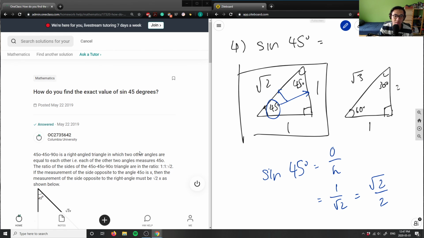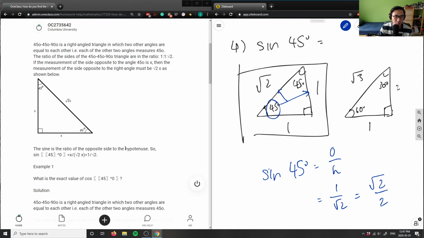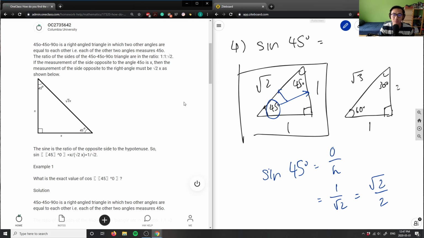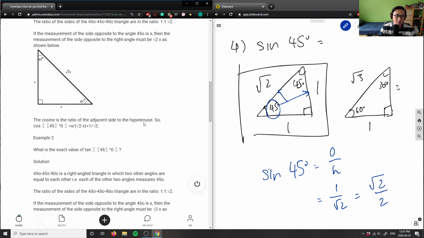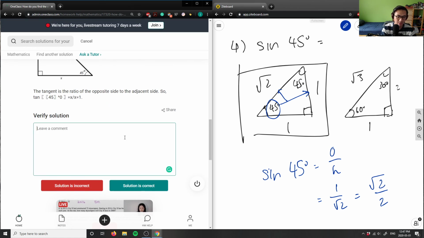So this solution here is correct. As you can see, it would be 1 over root 2. So this solution is correct. It's a good explanation as well, and I like how they included the special triangle here. So solution is correct. Good explanation and inclusion of special triangle.